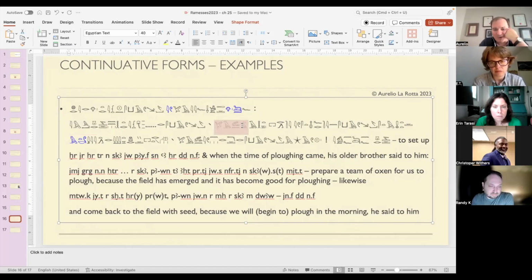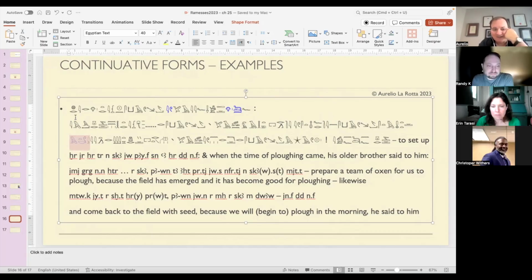Then you have pa wenen, because, and you have a bunch of statives to indicate that something has changed. So the land has come out from the floods, and it's now good to plow. And then you have the conjunctive to continue the imperatives. So basically, by now we've covered the majority of tenses and forms. And when you look at actual text, you will see them. Here's a future three. You will just see them interchange freely. But the good news is we've covered them all.